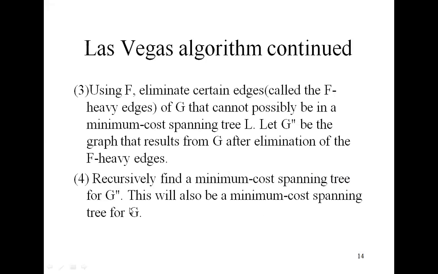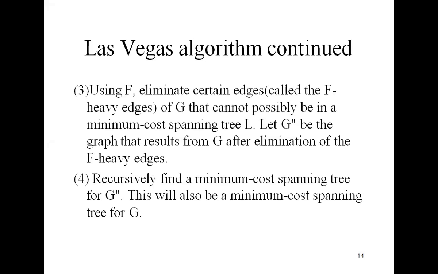The original graph is G, and we are selecting some sample edges from the original graph G and removing the heavy, expensive edges, and we want to construct a minimum cost spanning tree for G double dash. Constructing the minimum cost spanning tree for G double dash will also give a minimum cost spanning tree for G.